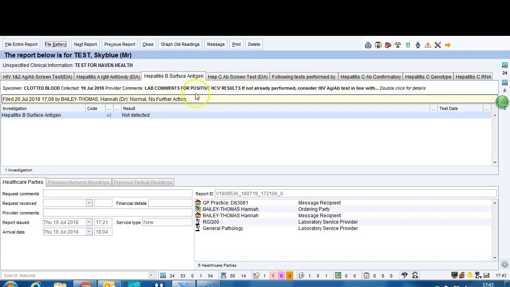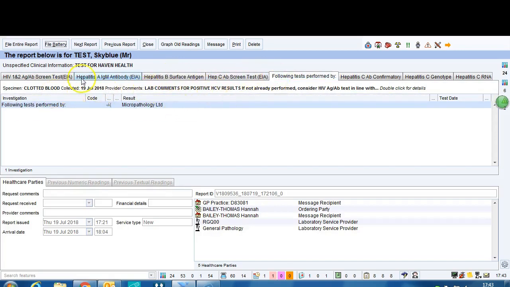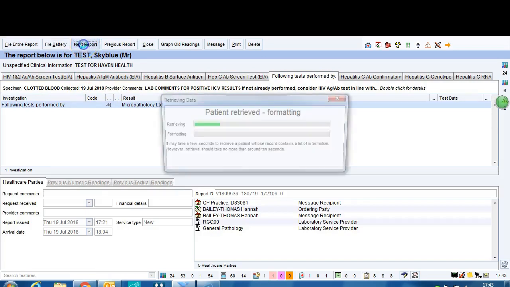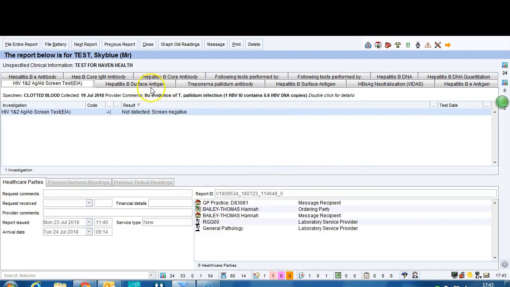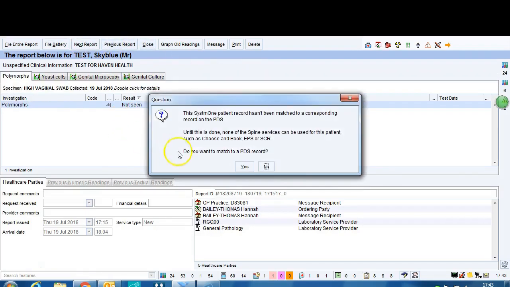But these ones don't have that on the top here. So if you've got some tests like this, you go to next report and that just skips it. This was the one, all sorts of things wrong with it, so we're just going to leave that. Next report.